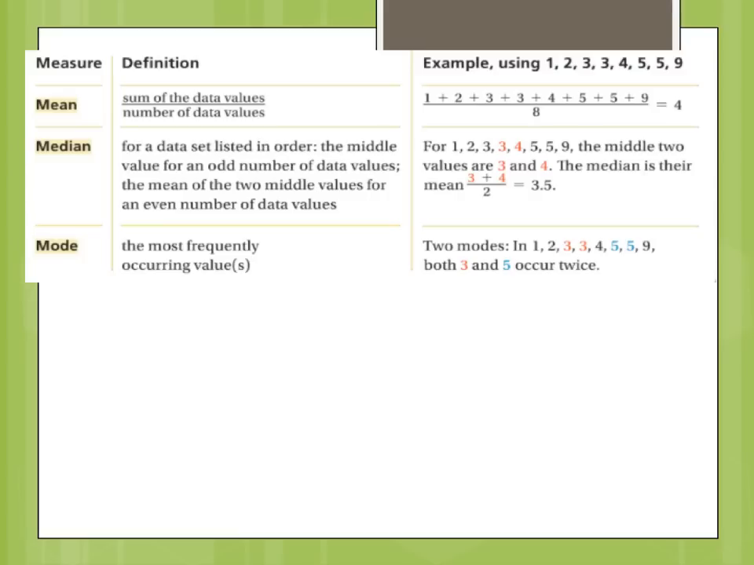The median, which is the middle. In the median, you always have to make sure it is lined up from smallest to greatest in order to find the middle. If for some reason there are two numbers in the middle, you have to take the average of the two. And then mode, we have most frequently occurring. So if you have a set of data, whatever occurs the most frequently, that's the mode.